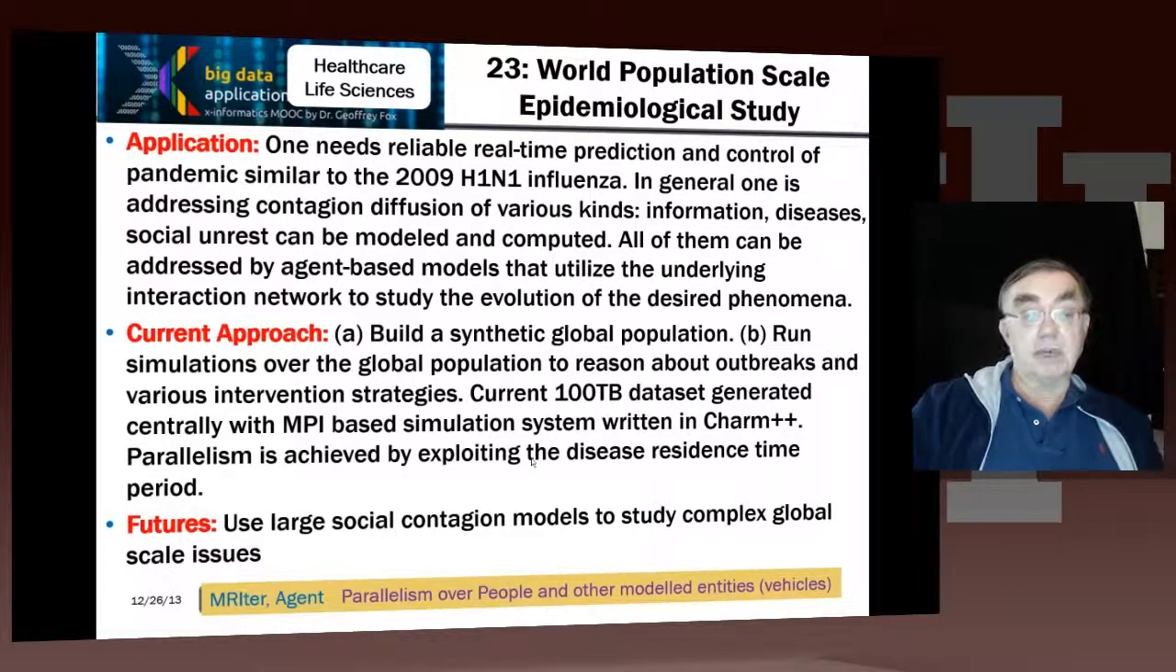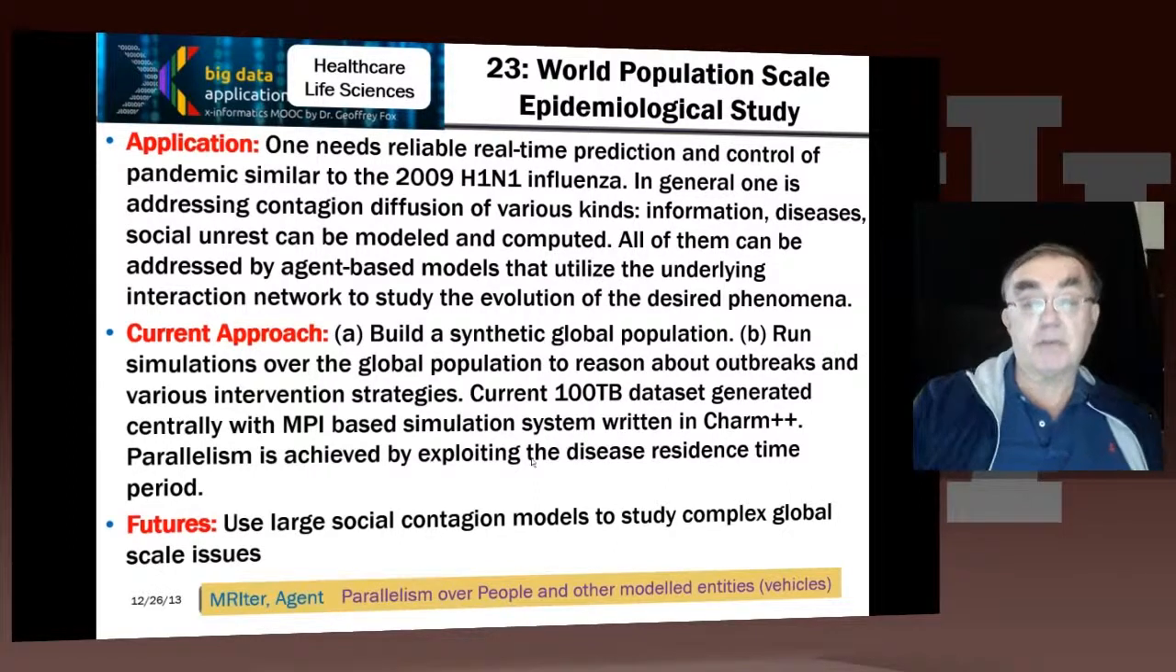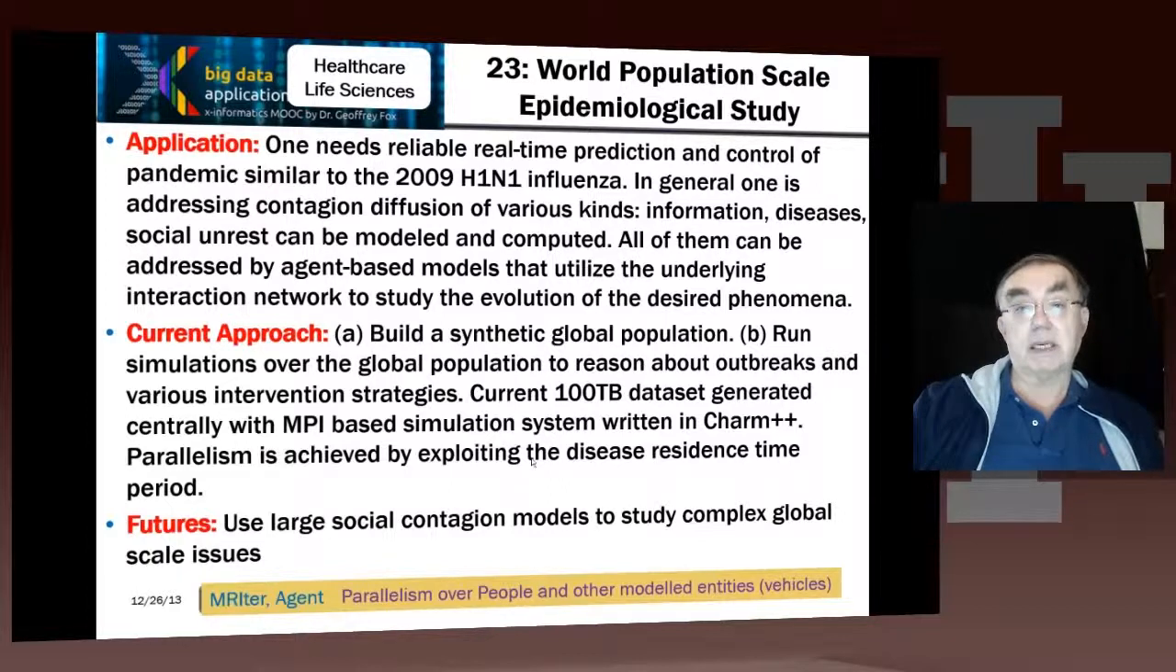This is a 100 terabyte data set generated for this global population. It is actually a high performance computing application currently with MPI, and an important piece of software from Illinois called Charm++. And the parallelism is possible because of the fact that diseases take time to act, and they are intending to extend the use of this type of idea to other examples, which we'll see in the following use case.